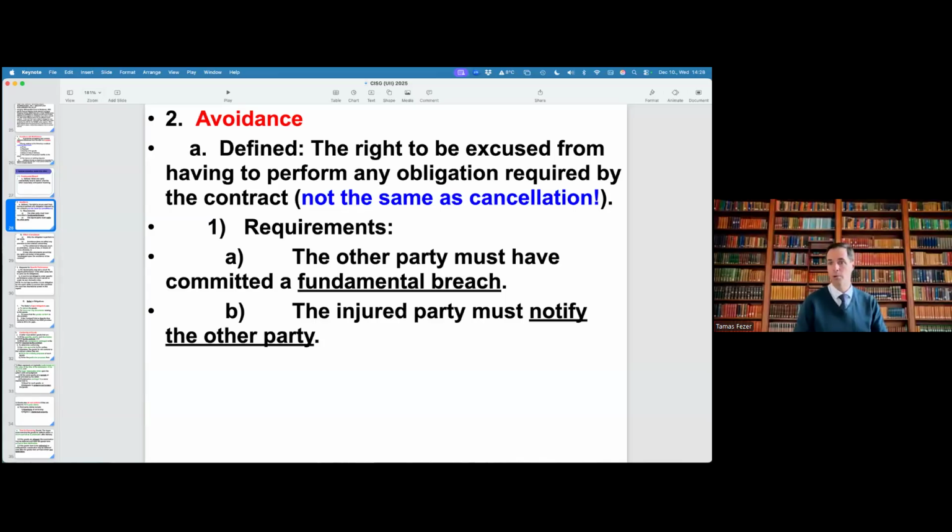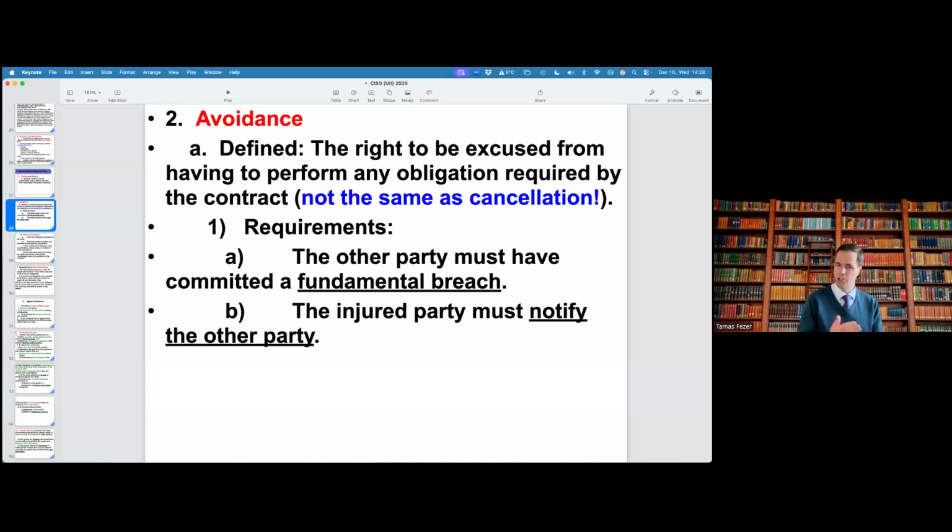So now I'm avoiding the contract, meaning that I won't accept the seller's delivery. I won't take delivery at all, simply because I avoided the contract. But it's not cancellation, because if you cancel the contract, then the entire contract is gone. It's going to be terminated. Here, other than the obligation to perform, the rest of the contract will survive avoidance and it will remain in place.